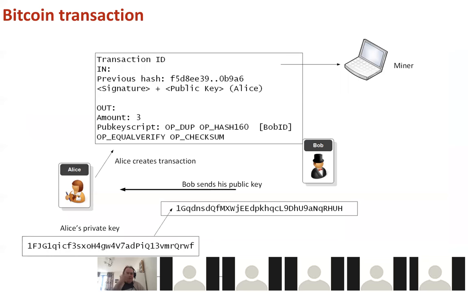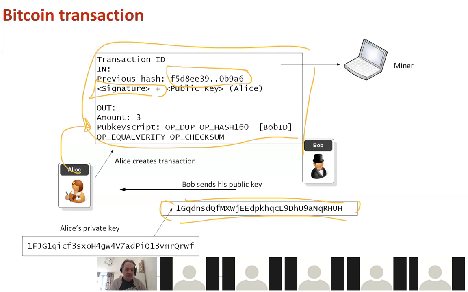The transaction itself is quite simple. Basically, we get Bob's public key, public ID, and then Alice adds that into the transaction. And adds her own signature in there. She links back to a previous transaction to make sure that the transactions are linked, and that becomes the transaction that's put on the blockchain.